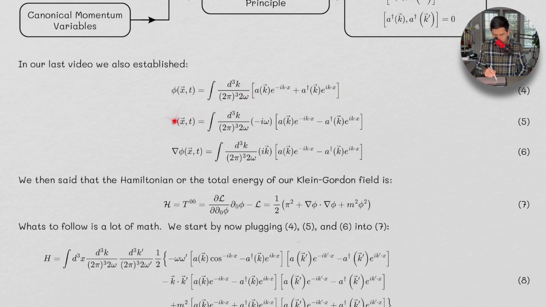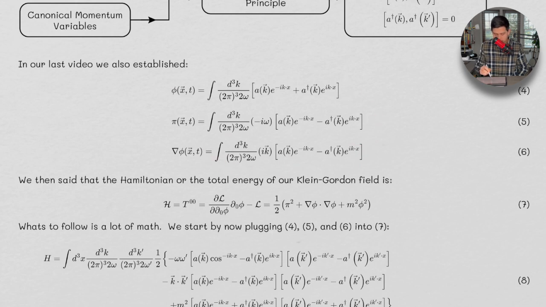Same thing for our canonical momenta. That was just the temporal derivative of this thing, right? So that's where we get this drop down of this negative i omega. And then we can also do the spatial derivative, not just the temporal, and we get this guy as well.